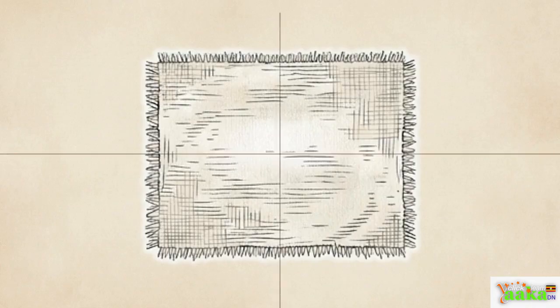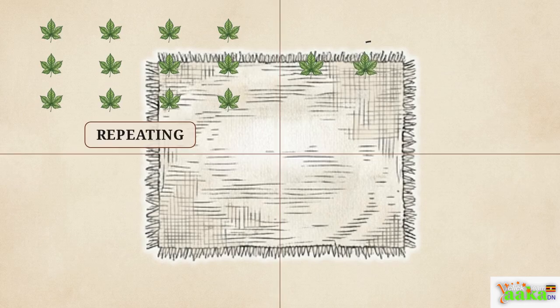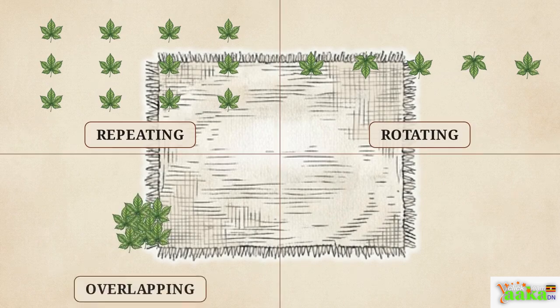Once the block is ready, you have to decide how to arrange the stamps. The first placement method is repeating, where you align the motif identically to create straight, uniform rows. To break up those rows, you can use rotating, which turns the stamp each time, or overlapping, where you stamp slightly on top of previous prints to add visual density.